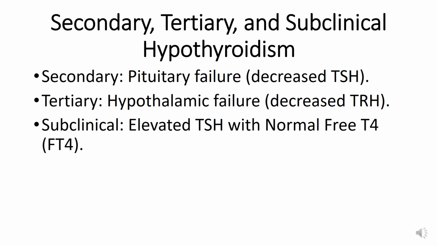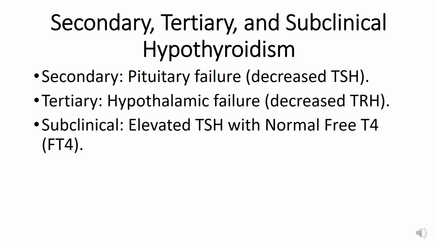Most cases of hypothyroidism result from problems within the thyroid gland itself, but thyroid hormone deficiency can also arise from disorders affecting higher levels of the hypothalamic-pituitary-thyroid, or HPT, axis. These less common forms include secondary hypothyroidism, tertiary hypothyroidism, and subclinical hypothyroidism. Secondary hypothyroidism occurs when the pituitary gland fails to produce adequate amounts of thyroid-stimulating hormone, or TSH. Remember, thyroid-stimulating hormone is the hormone responsible for signaling the thyroid gland to produce and release T3 and T4.